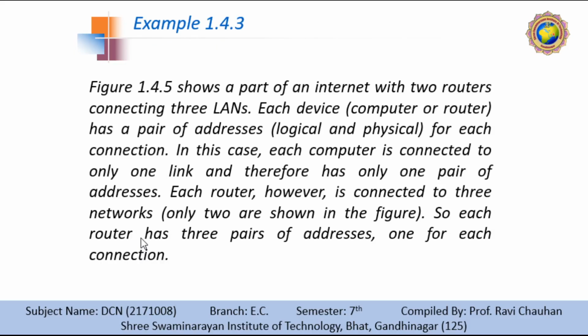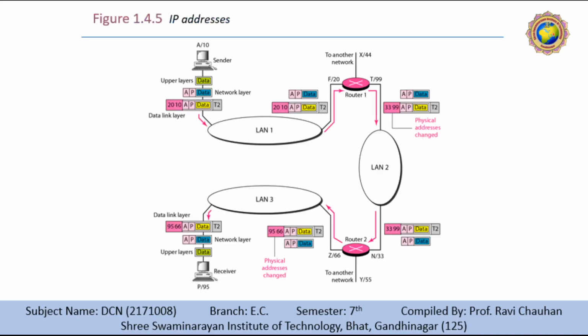Let's have an example. Over here, the figure shows part of the internet with two routers connected by 3 LANs. It is a router and it has 3 LANs. These 2 routers are connected with the 3 LANs.